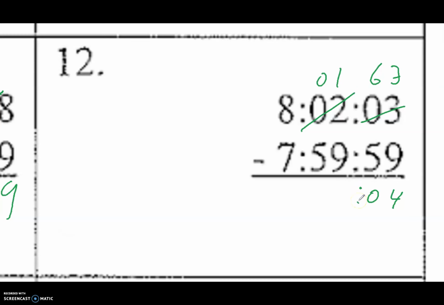Okay. Can't do 1 minus 59. If I only have $1, I can't give you $59, for example. So I'm going to have to borrow from my 8. I'm going to make my 8 a 7. And I have to add 60 to my 1, which is 61. 61 minus 59 is 2. Okay, and 7 minus 7 is 0, 0. So there we go. There's 0 hours, 2 minutes, and 4 seconds.